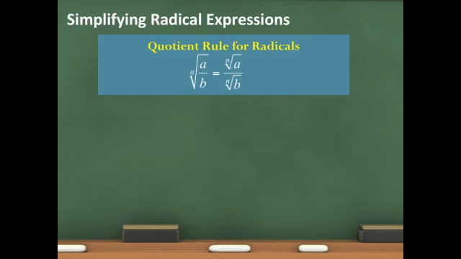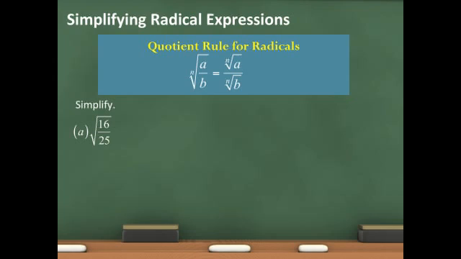We also have a second rule called the quotient rule for radicals, which can help you simplify a radical expression containing a fraction. This rule states that given the nth root of a fraction, a over b, this will equal the nth root of a over the nth root of b. Again, let's look at some examples that use this rule.